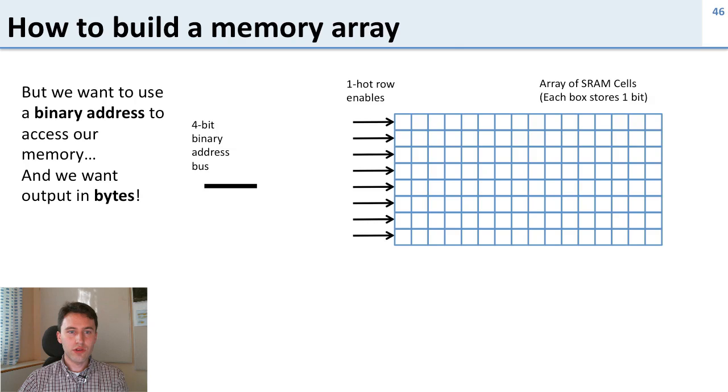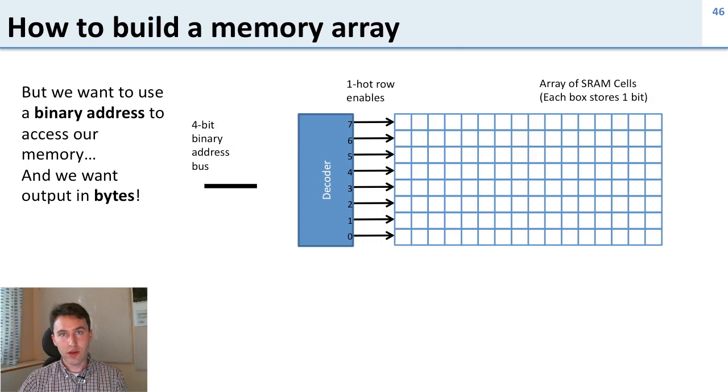So the first thing we're going to do is we have a 4-bit binary address bus. This is where our address goes into the SRAM, and we want to figure out how to use that address to get back the correct 8-bit chunk of data. So to select the row, we're going to use a decoder. Remember what a decoder does. It takes a binary input and generates a one-hot output.